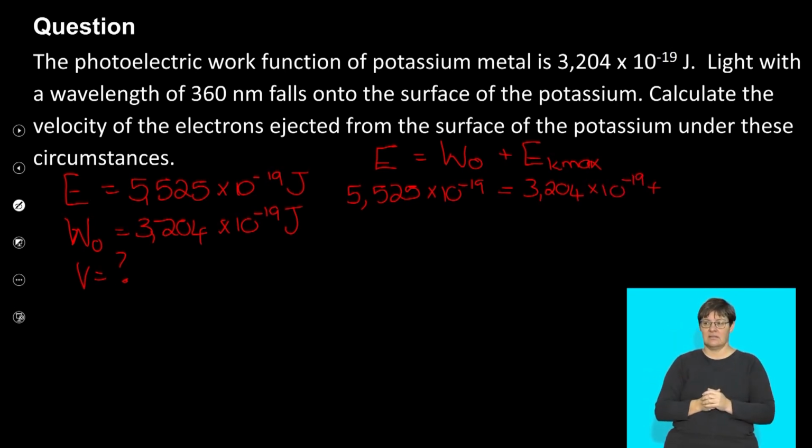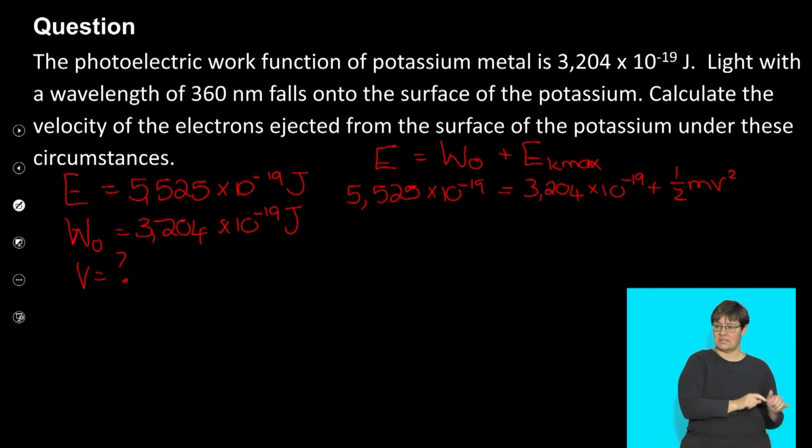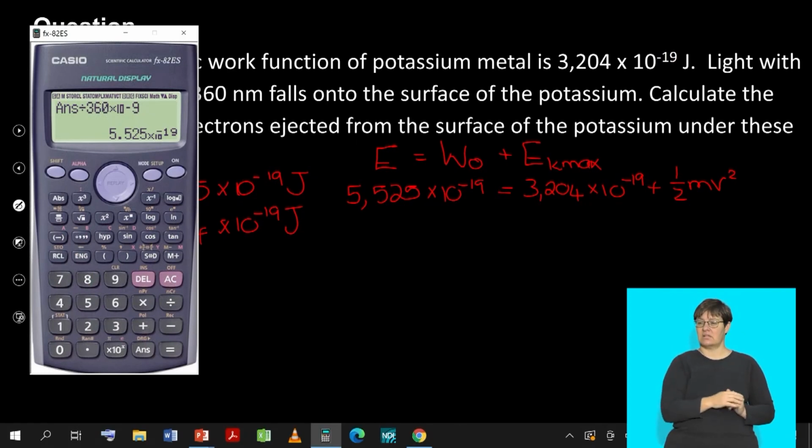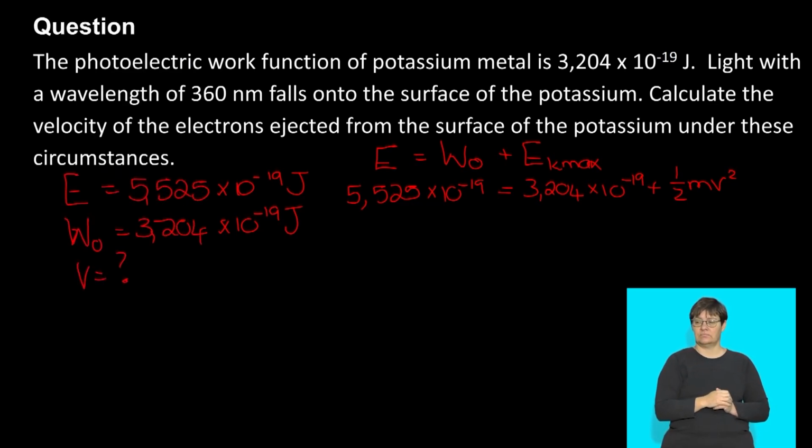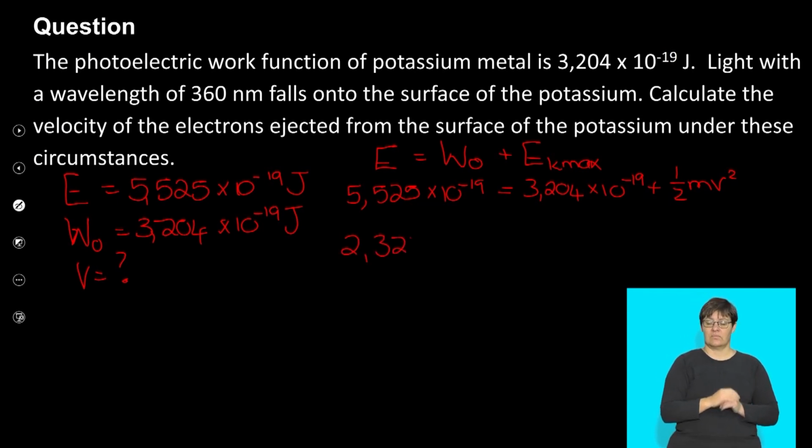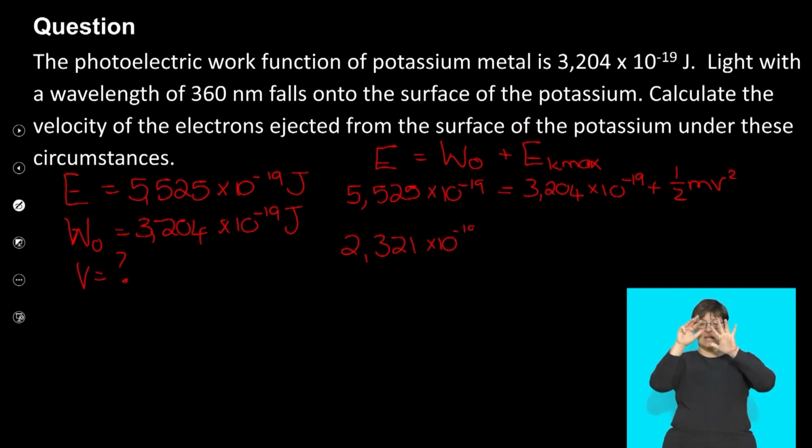The equation to calculate kinetic energy is a half mv squared. I'm just doing this in separate parts because I'm going to run out of space. So I'm going to quickly do the minus. So the 3,204 needs to go over. I've already got my answer. I'm going to minus 3.204 times 10 to the minus 19. And I get 2,321 times 10 to the minus 19.